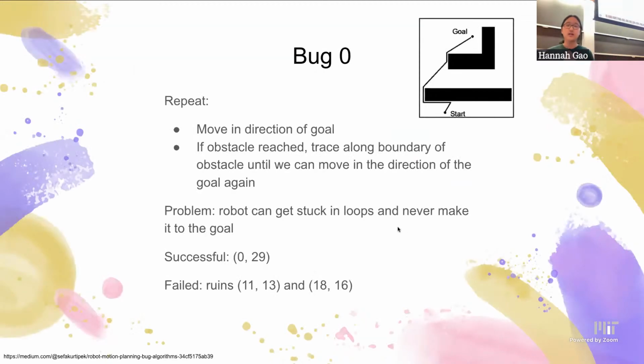Okay, so Bug 0 is the first algorithm that we'll look at, and the general idea is that we always start moving in the direction of our target or our goal, and whenever we hit an obstacle, we will trace along the boundary of the obstacle until we're unstuck and can move again in the direction of the goal. In the picture, for example, you can see we start off by moving northeast towards our goal, but then we hit the obstacle, and so what we do is start rotating left until we're able to move again.